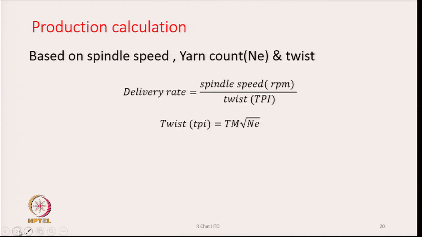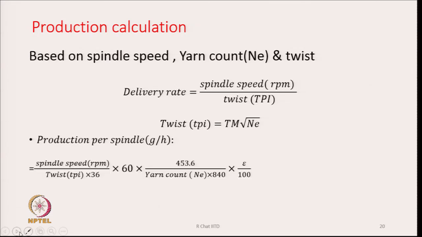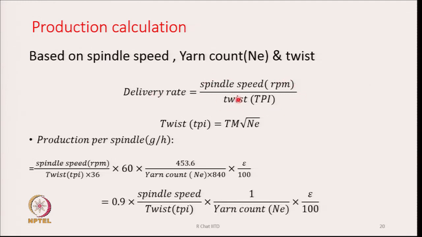Now, production calculations. If we go by yarn count and twist, if given, then the delivery rate is the spindle speed by twist. Twist is in TPI, and TPI and twist multiplier are related. This formula should also be known to all of you: twist is TM, which stands for twist multiplier, times root over NE, that is the count of the yarn in the English system. So, production per spindle in gram per hour is going to be as shown in this diagram.